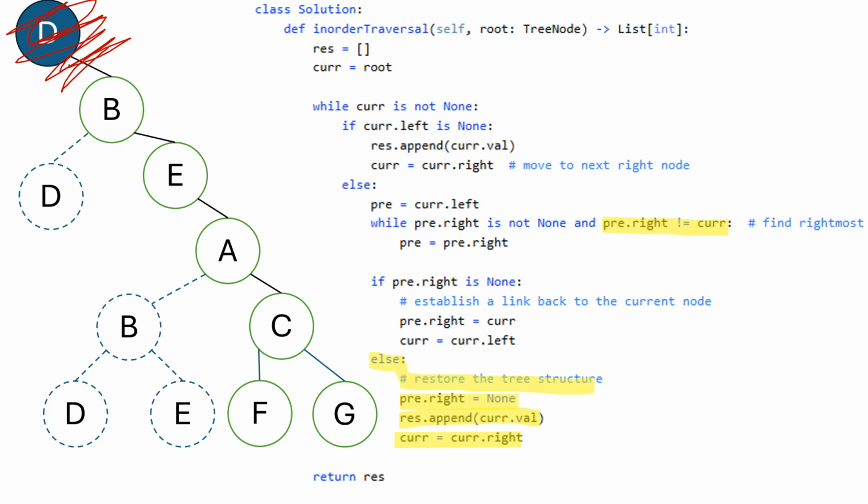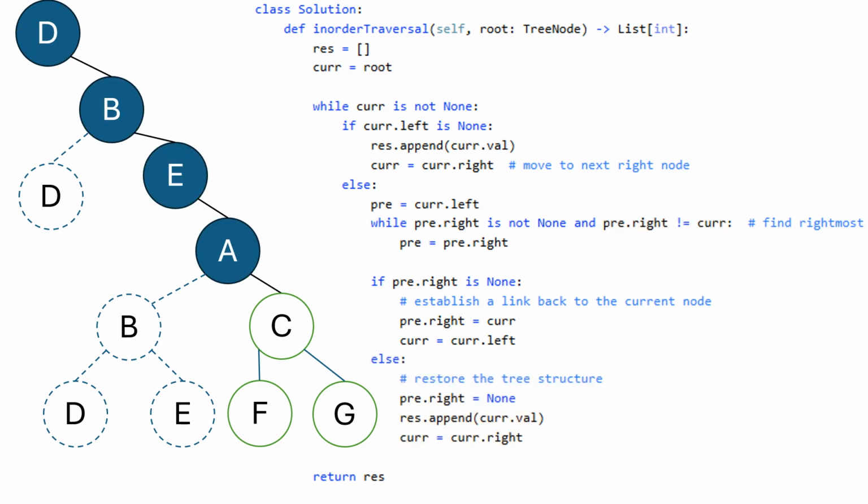And it will read the B, because the current is B, and the current pointer will move to the right. So for A, it does the same as well, because it will go to the rightmost node, and the right of the E is A, and it will cut off all this link because pre.right equals none. So it will cut off here.